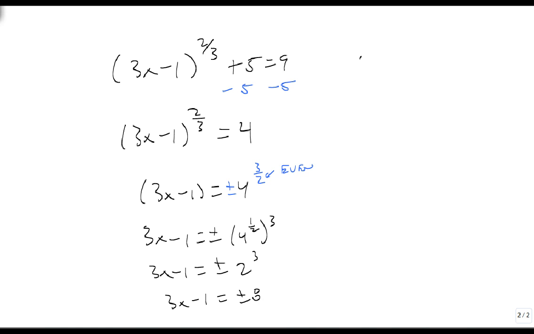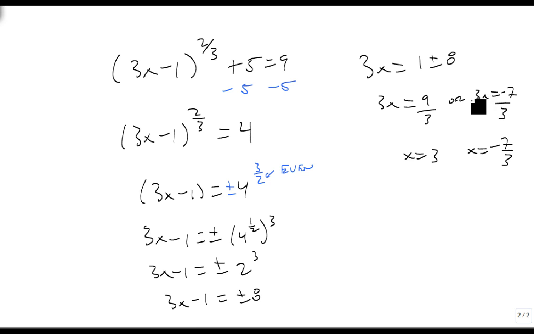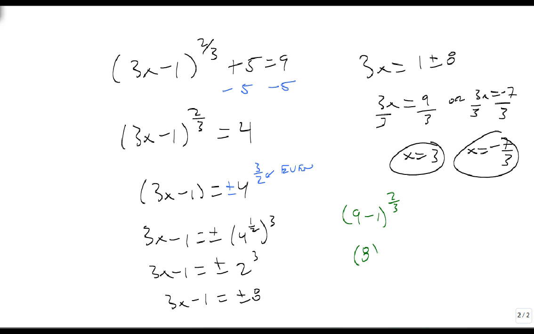Well, that's 3x equals 1 plus or minus 8. So 3x equals either 9 or 3x equals minus 7. Divide by 3, and x equals 3, or x equals minus 7/3. And then when we plug these back in, both of them will work. 3 times 3 is 9, minus 1 is 8. The cube root of 8 is 2, which squared is 4, and 4 plus 5, sure enough, is 9.